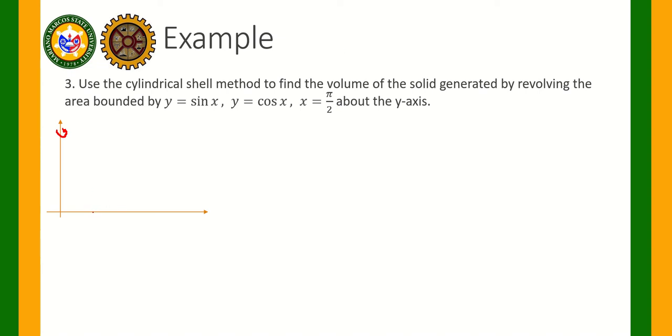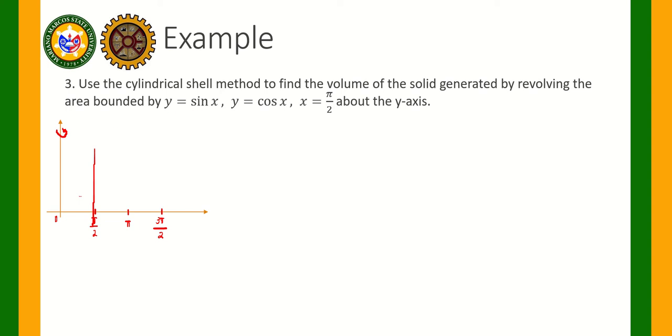So, for example, this is 0. This is pi over 2. This is pi. This is 3 pi over 2. Okay. So, bounded din siya dito sa ating pi over 2. Ayan. So, assuming na pi over 2 siya.